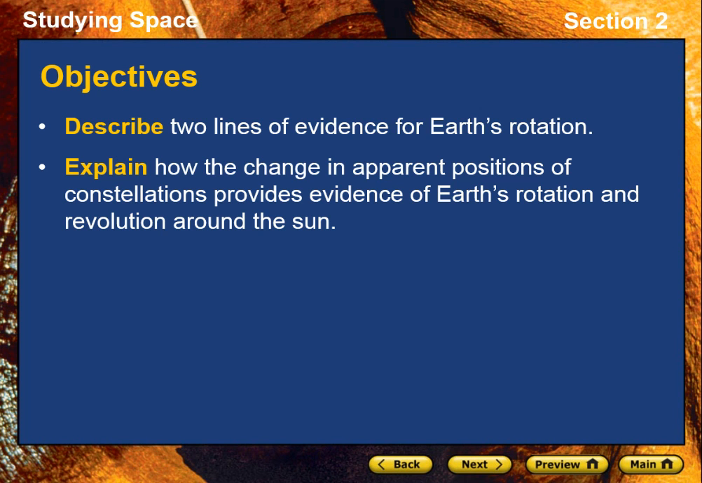At this point, you should be able to describe two lines of evidence for Earth's rotation and explain how the change in apparent positions of the constellations provides evidence of Earth's rotation and revolution around the Sun.